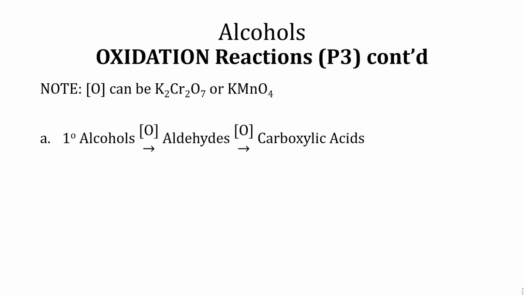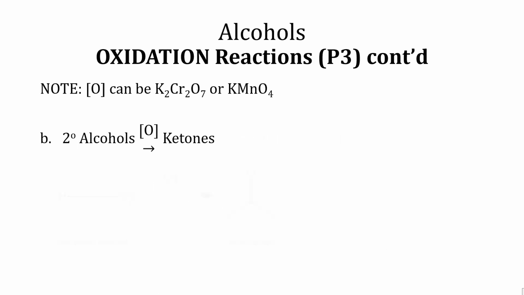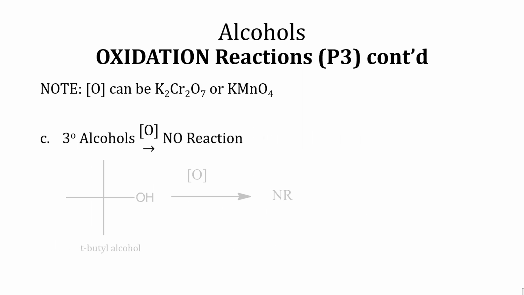Example A is ethanol, which first oxidizes to form ethanal, which further oxidizes to form ethanoic acid. Example B is isopropyl alcohol, which oxidizes to form propanone. Example C is t-butyl alcohol, which oxidizes to form no product.